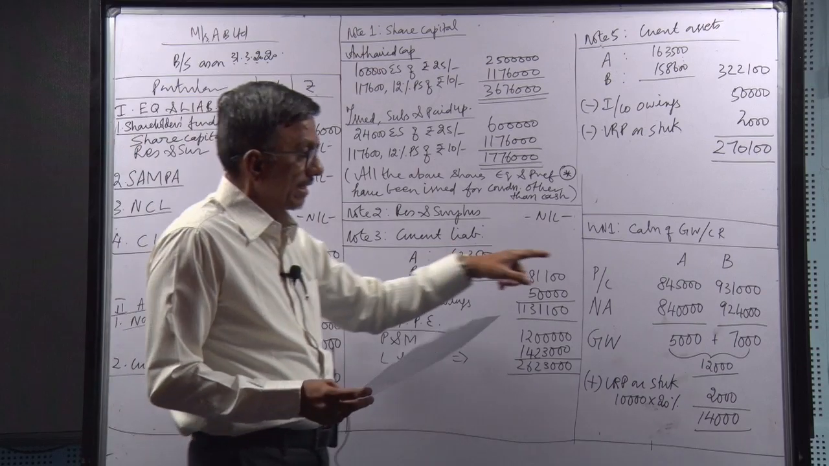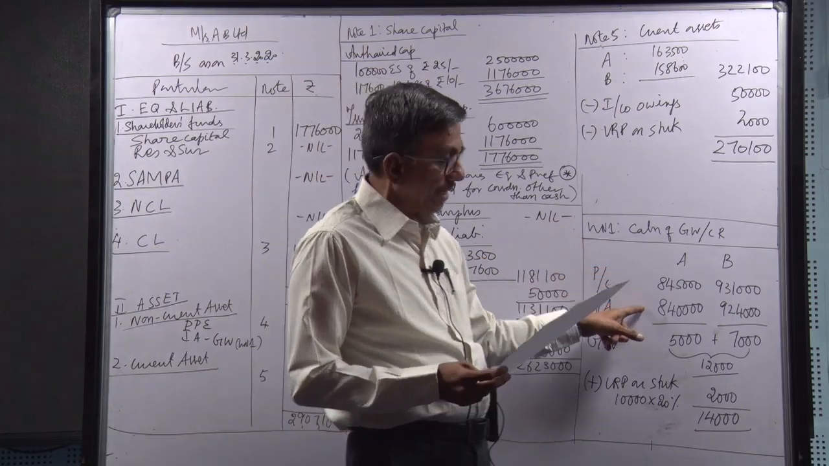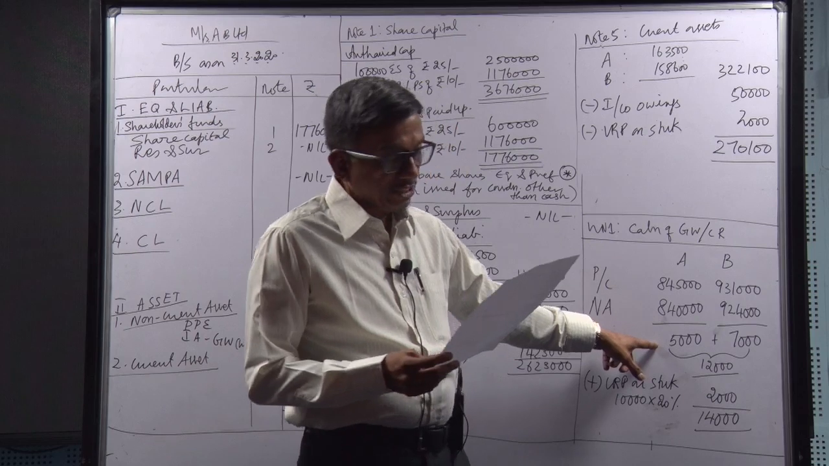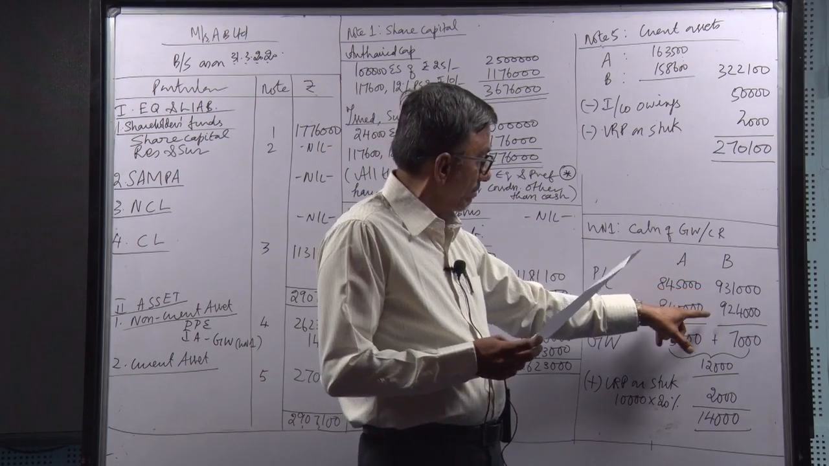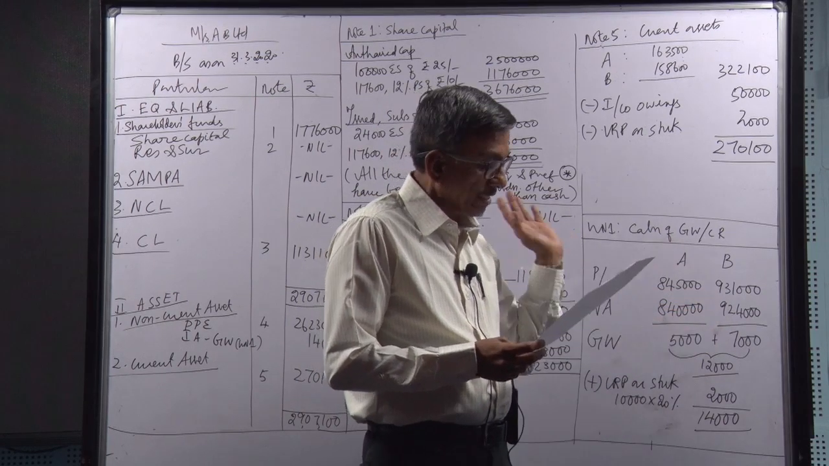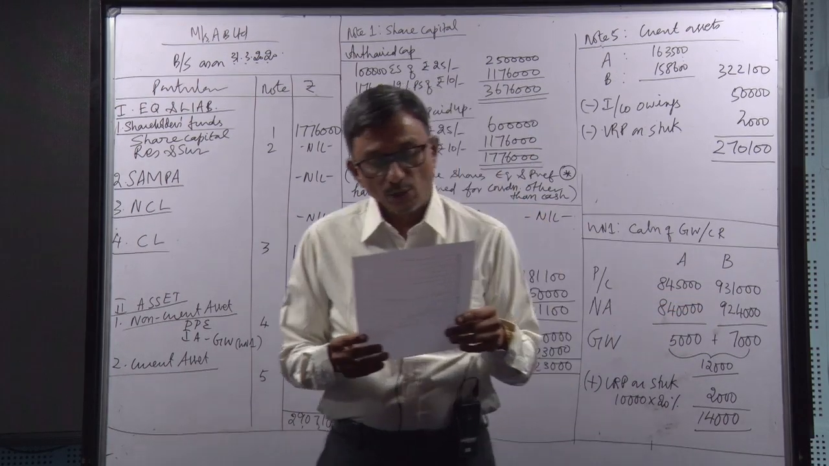Consideration for A is 8,45,000, net asset is 8,40,000. For A it is 5,000. For B, consideration is 931, net asset is 924, it is 7,000, total 12,000 rupees.